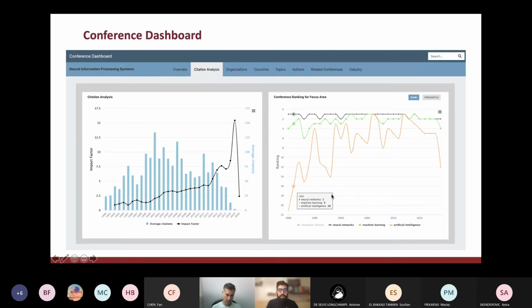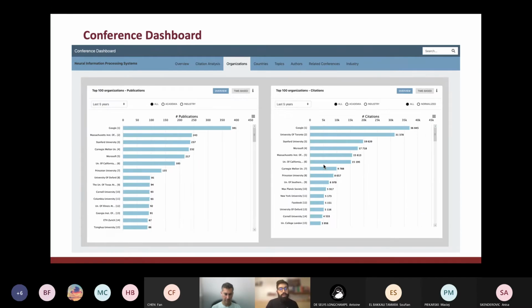Then we can rank conferences in the field. So, for example, here what it is telling us is that NIPS has almost always been the first conference in neural networks, except for some years. Then it has been like 4th, 2nd, 6th in machine learning, and in artificial intelligence it has been bouncing up and down, because artificial intelligence is a very broad area. So there can be a lot of conferences there that can be better than NIPS.